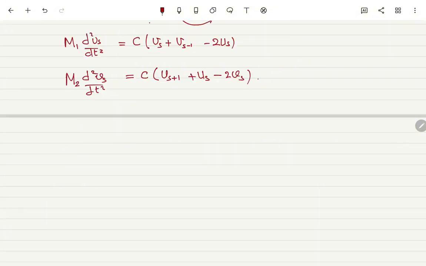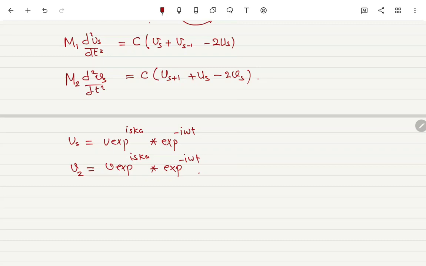We're actually looking for a solution in the form of a traveling wave. Now, the solutions for these second order differential equations, we're actually having 2 solutions: us equal to u exponential iska times exponential minus i omega t, and vs equal to v exponential iska times exponential minus i omega t.